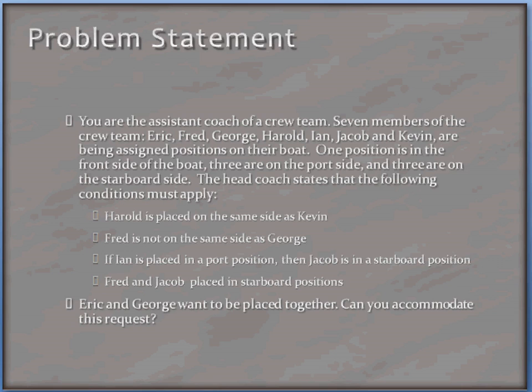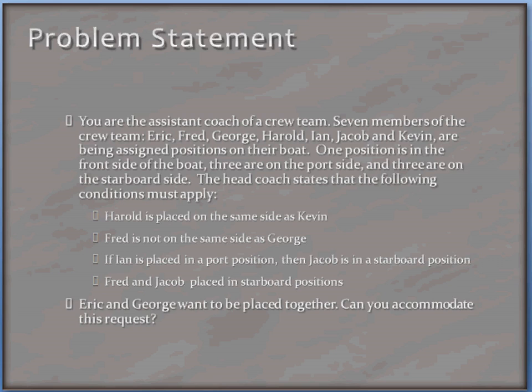Imagine that you are the assistant coach of a crew or rowing team. 7 members of the team, Eric, Fred, George, Harold, Ian, Jacob, and Kevin, are being assigned positions on their boat. 1 position is in the front of the boat, and 3 are on the port side, while another 3 are on the starboard side. The head coach states that the following conditions must apply.